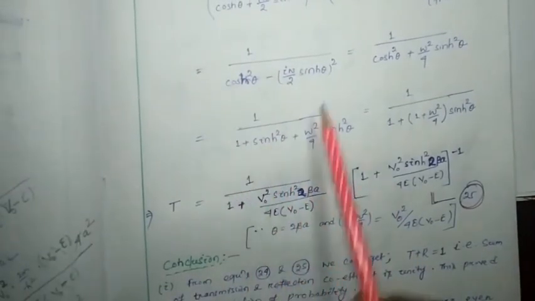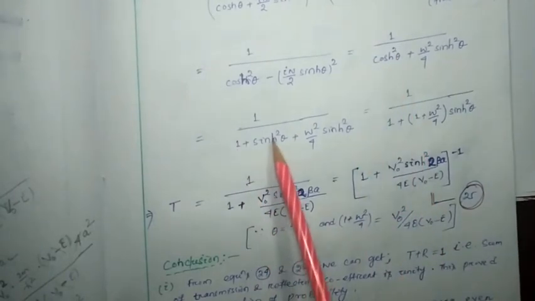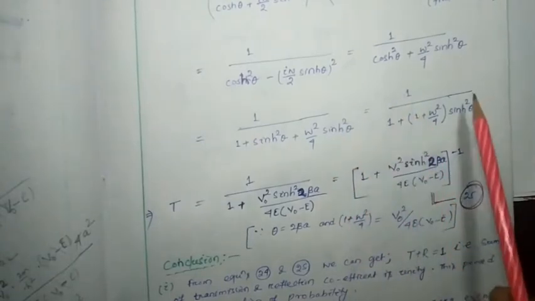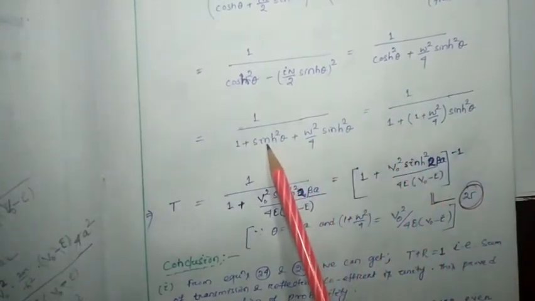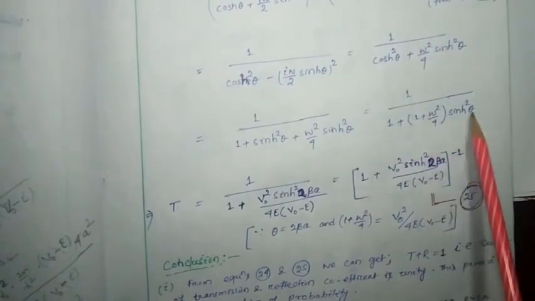So it can be written as 1 by cosh square theta, which is 1 plus sinh square theta plus omega square by 4 sinh square theta, equal to 1 by 1 plus, with sinh square theta taken outside, 1 plus omega square by 4 sinh square theta.